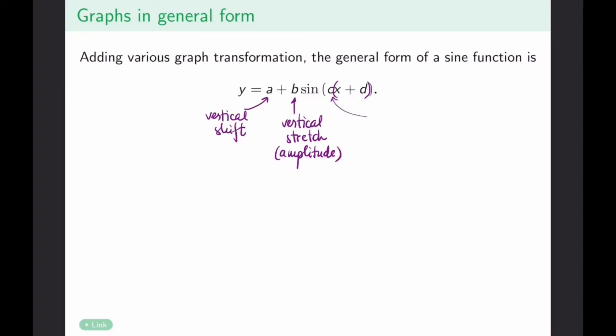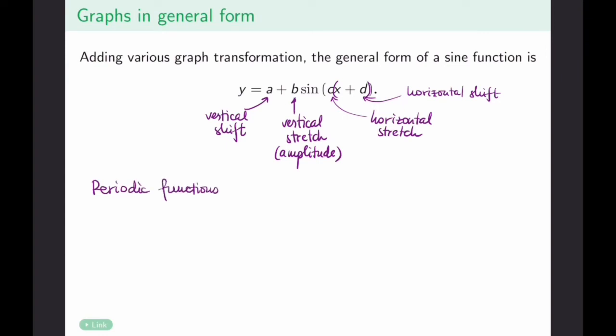This C corresponds to a horizontal stretch, and again, you can think of that as a stretch or a compression, and this D will correspond to a horizontal shift, which for trigonometric functions is sometimes known as a phase shift. Because the functions repeat themselves, it's basically the same function, but the phase of it has been shifted a little bit. So I've mentioned this word before already. These functions are what we call periodic.